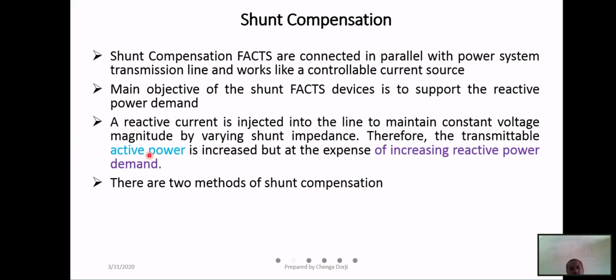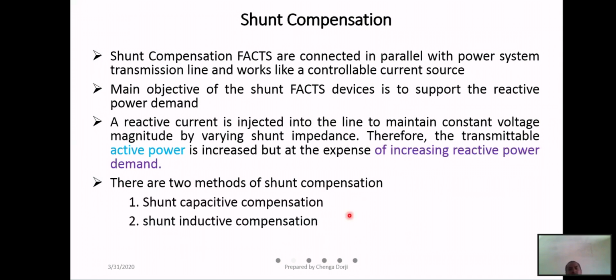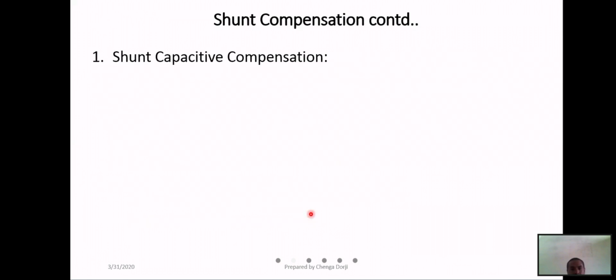So there are two methods wherein you will do this shunt compensation. First one is shunt capacitive compensation, and second one is shunt inductive compensation. So you have two methods. In shunt capacitive compensation, it is used to improve the power factor of a transmission line. So how does a capacitor improve the power factor?